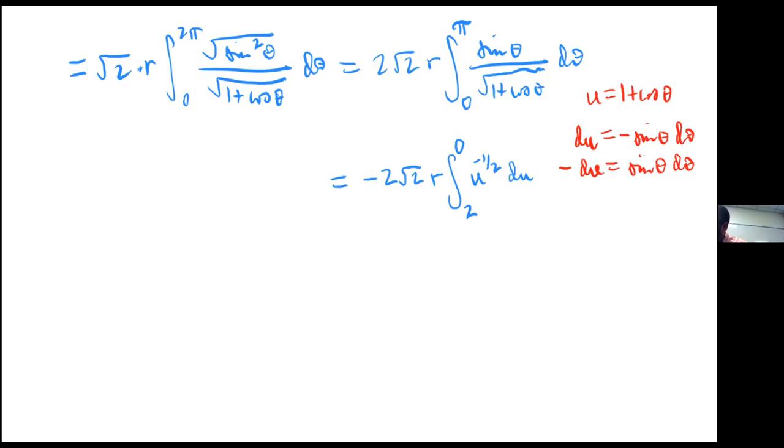And by the way, these limits look backwards, but what do I have sitting out front here? A negative, which really helps me out here. So let's write this down. So this is going to be 2 square root of 2 r integral, incorporate the minus sign to make this from 0 to 2, u to the minus 1/2 du. Okay, questions so far? We're about to finish this thing off here, but any questions so far?